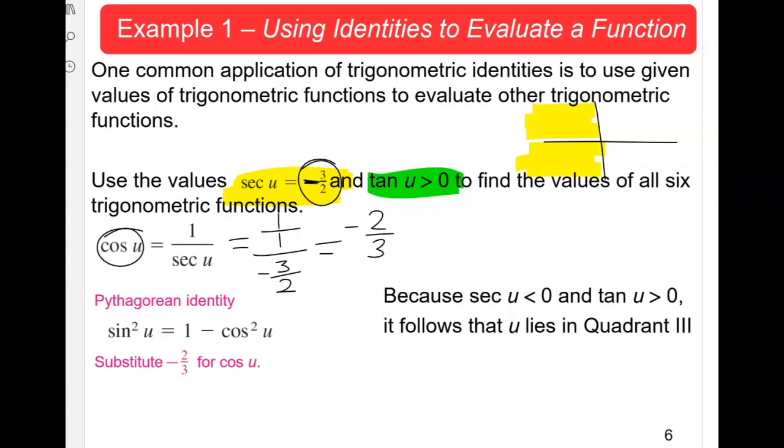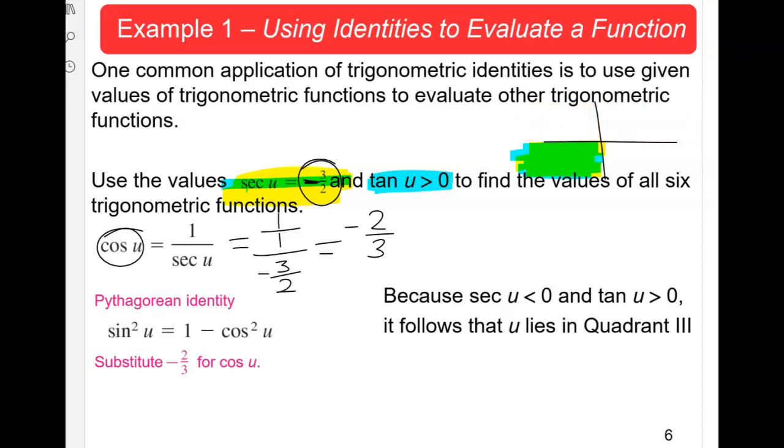Now they're telling us that the tangent, and in fact I want to use blue, the tangent is positive because it's greater than 0. So where is the tangent positive? In quadrants 1 and in quadrant 3. So where do those two things happen? That will be in quadrant 3. So that's where we are going to be working, in quadrant 3.